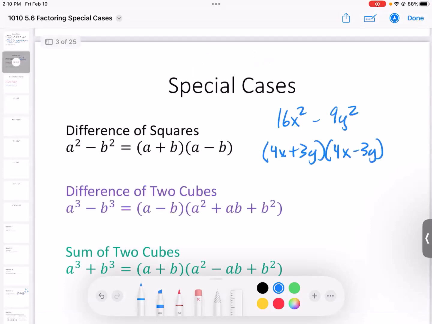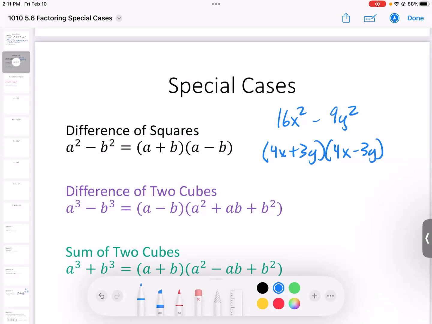So, sorry, let me go back because I didn't talk about the names. So difference of squares. Yep, you got it. Difference of squares is where you have two things that are squared. Difference of cubes is where you have two cubed things, and sum of cubes is where you have two cubed things. And we don't have a sum of squares because the only way that you can factor a sum of squares is if you use imaginary numbers, and we haven't learned imaginary numbers yet.